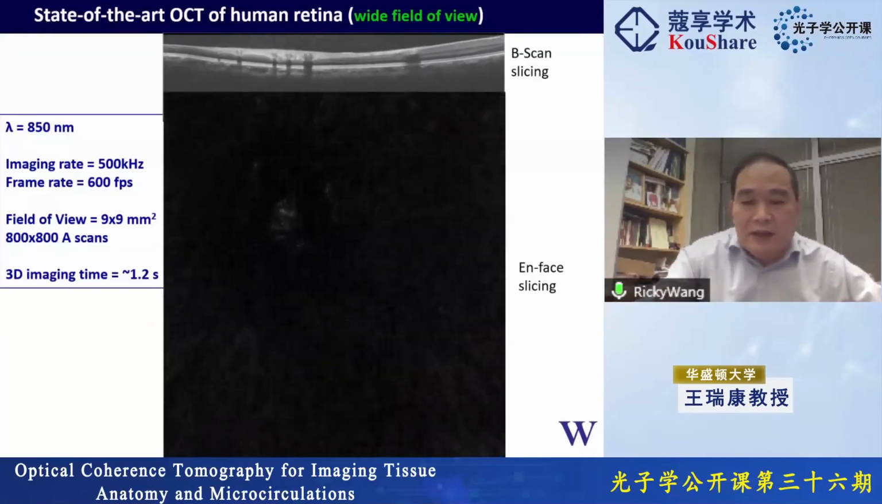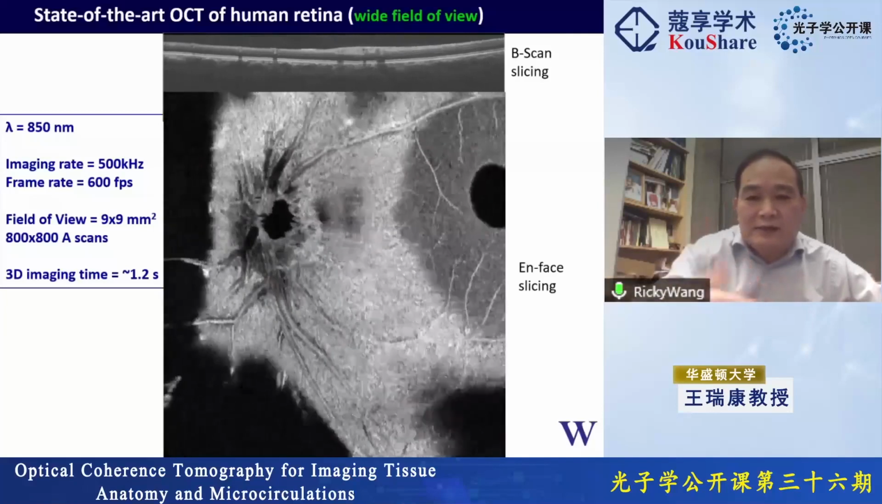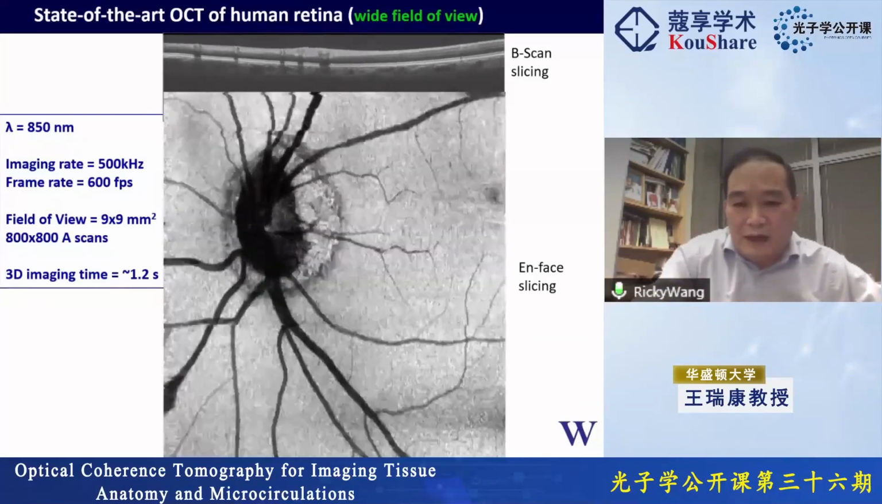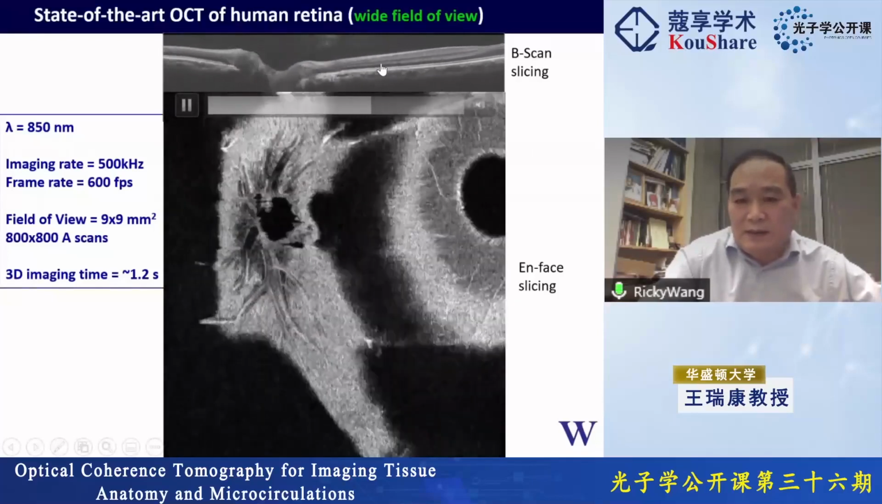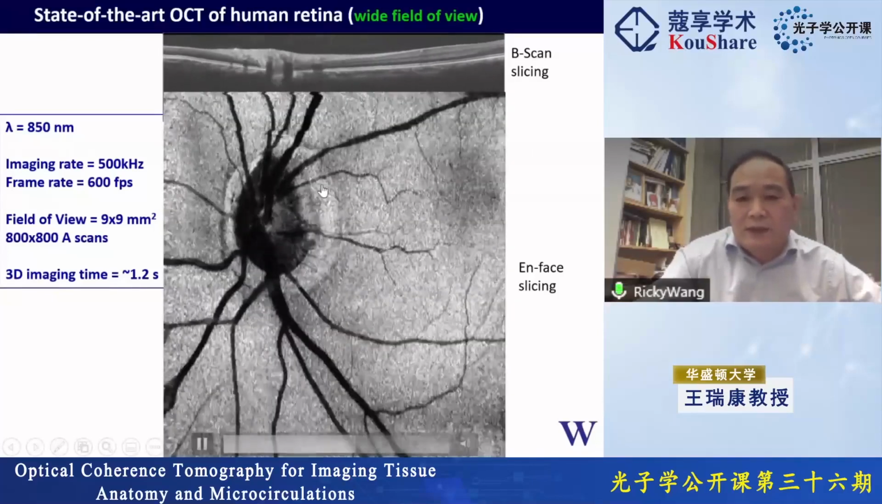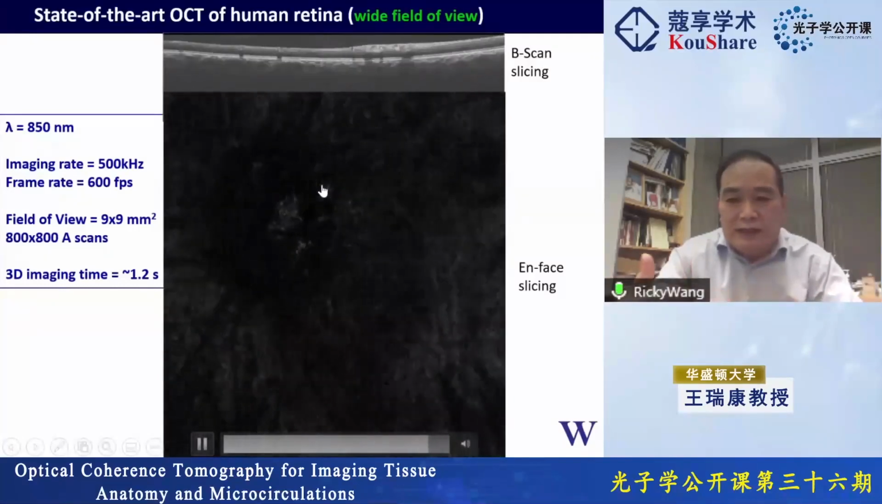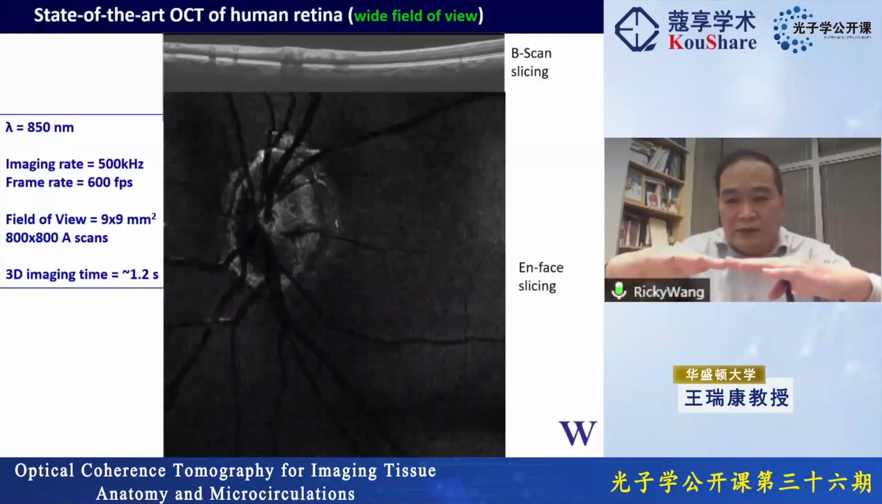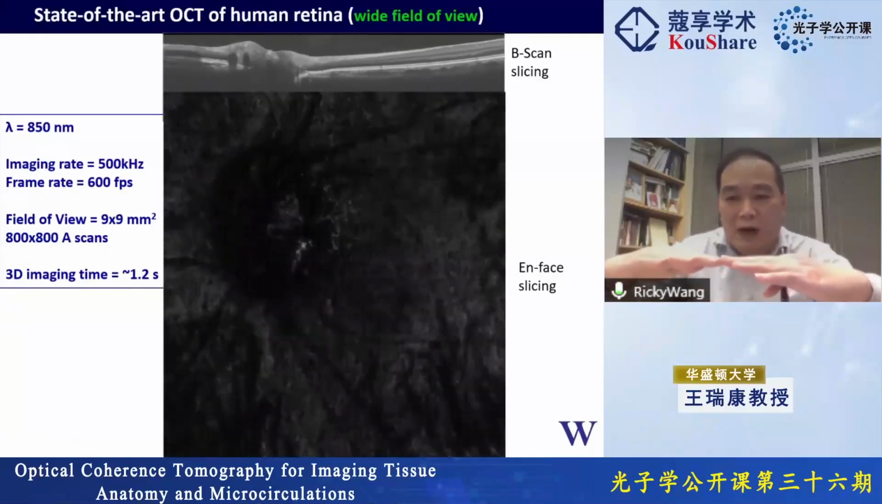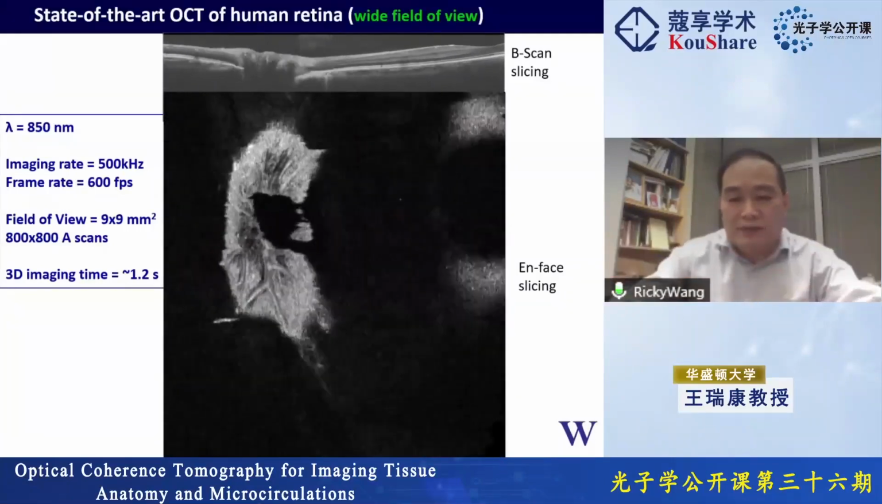At this speed, you can do 3D scans over the back of the eye. This is an example. The top one is a cross-section image, and the bottom one is a reconstruction of the 3D dataset. In this case, you look at the en-face views, so basically the XY views into the depths.